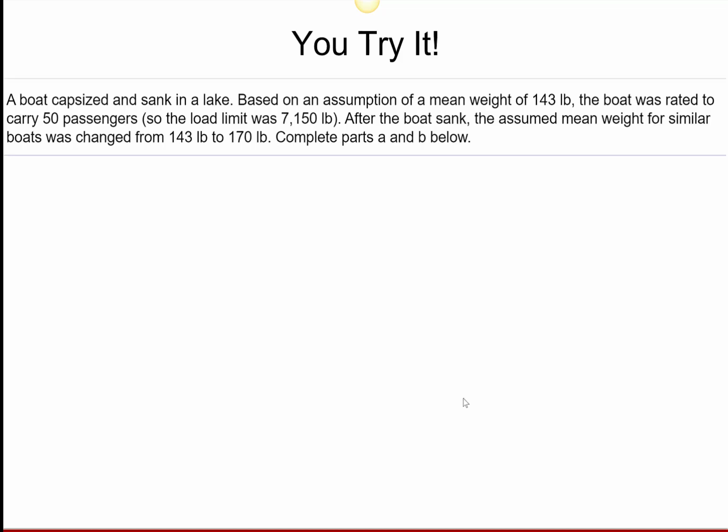And let's do a try it. You try it. This is similar to a problem you'll see in the homework. A boat capsized and sank in a lake. Based on an assumption of a mean weight of 143 pounds, the boat was rated to carry 50 passengers.